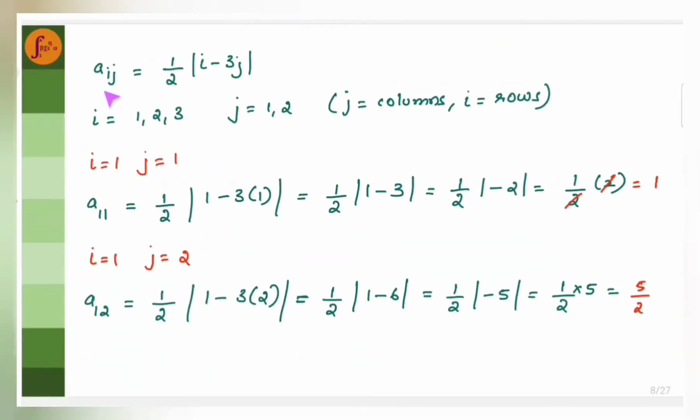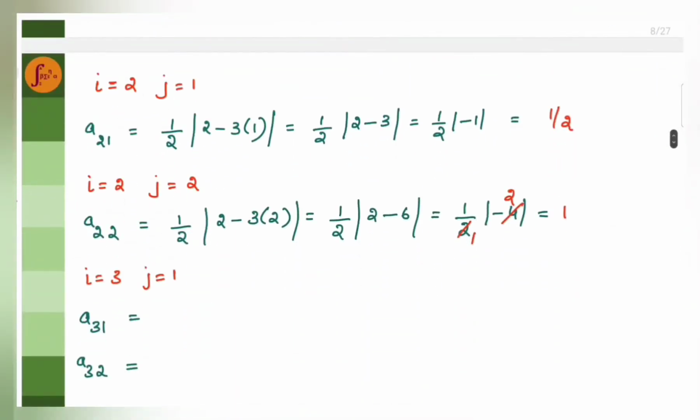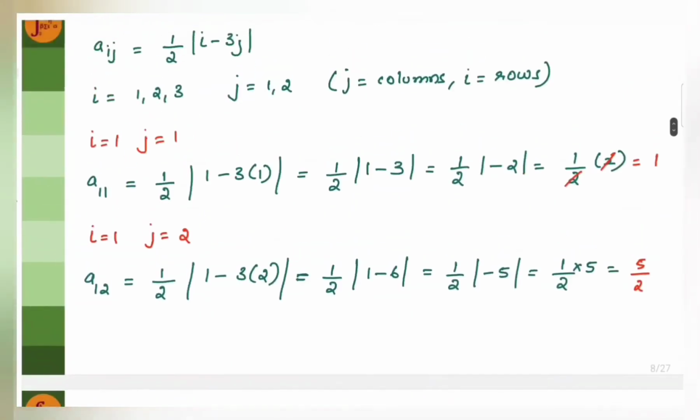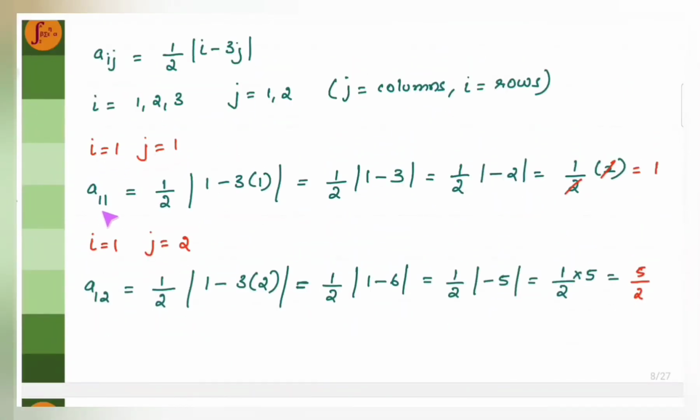Let's calculate. A_ij: i is the number of rows, j is the column. We'll first start with the first row: i is 1, j is 1. Let's calculate the first element by taking first row and first column. Then we'll take first row, second column. Then we'll repeat this: second row, first column, second row, second column. Then third row, first column, and third row, second column. We'll do this step by step. Now i is 1, j is 1, so we get A11 is equal to half of i minus 3j, with i as 1 and j as 1.